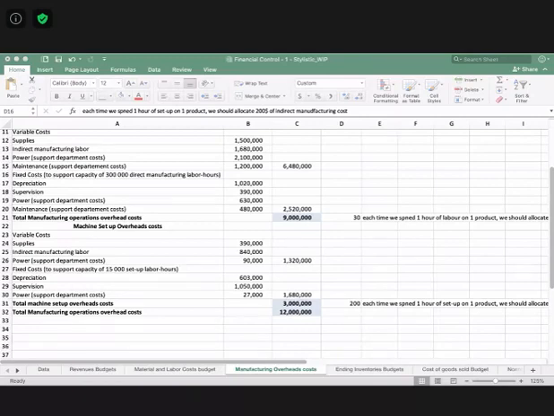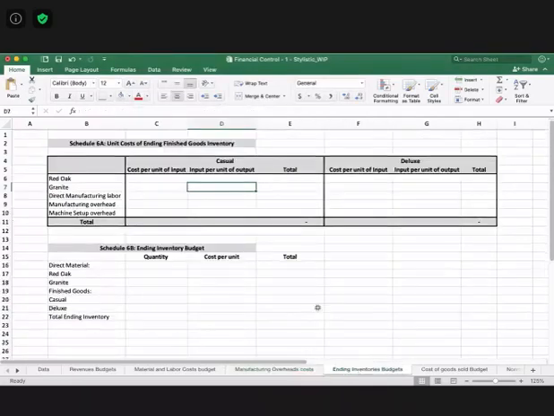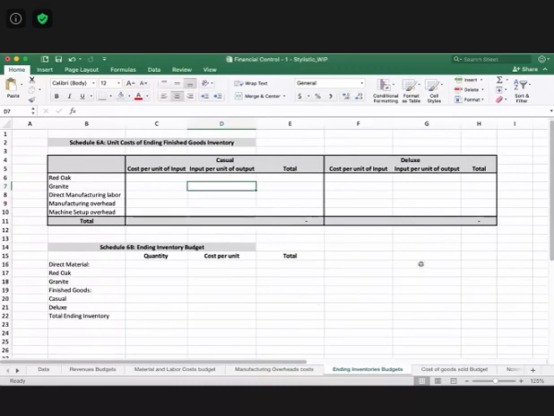So maybe what we can do is to move to the next step, meaning the ending inventory budget, so we can see how you handle it, okay? So here you have this schedule 6A, for which you need to calculate what is the cost for 1 unit of each product. So it's going to be a good time for us to see if you have understood what we did so far, okay? So I'll let you 10 to 15 minutes to evaluate what is the cost for 1 unit of casual that we produce and what is the cost for 1 unit of deluxe, okay?